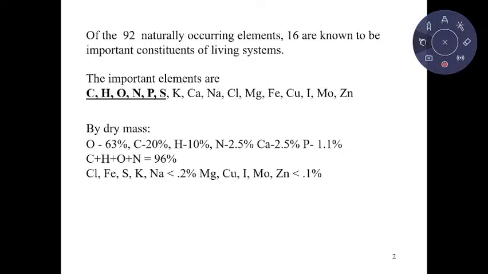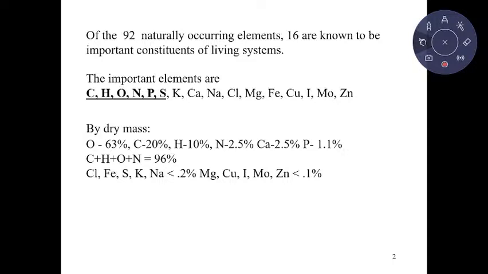Out of 92 naturally occurring elements, 16 are known to be important constituents of the living system. Those I have written down. See here, mainly carbon, hydrogen, oxygen, nitrogen, phosphorus, sulfur are the main ones, and others are also there. We have discussed major and trace elements present in the living system, and we have also done dry mass.